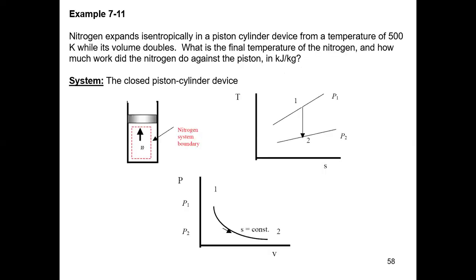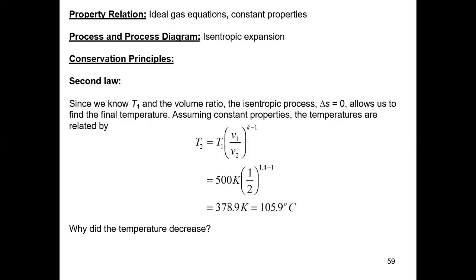Okay, so forth. Nitrogen expands isentropically in a piston cylinder device from a temperature of 500 Kelvin while its volume doubles. What is the final temperature of nitrogen and how much work did the nitrogen do against the piston in kilojoule per kilogram? Okay, so S is constant in the path and it's going from P1 to P2. Okay, so isentropic expression because entropy is constant.